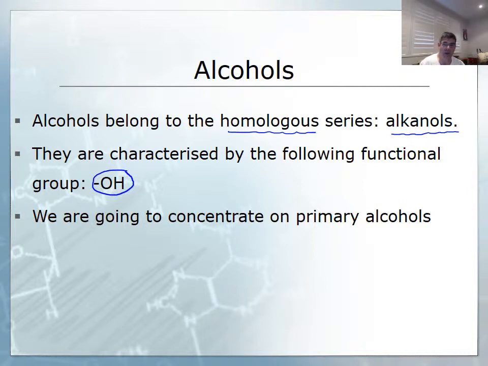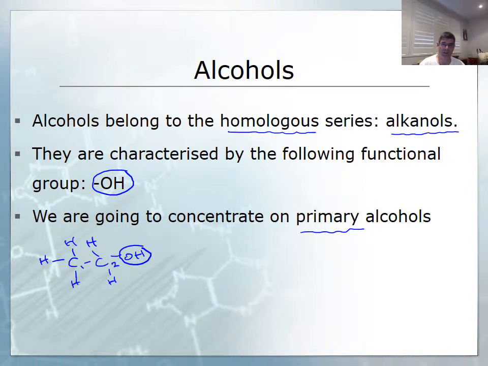For example, ethanol. If I just draw ethanol here, forgive the bonds. Okay, so hydrogens, hydrogens, hydrogens all the way around here, and of course an OH group here. So this is ethanol, 2 carbons is an eth, and the anol bit is a result of the OH group. Now we're going to concentrate on primary alcohols.